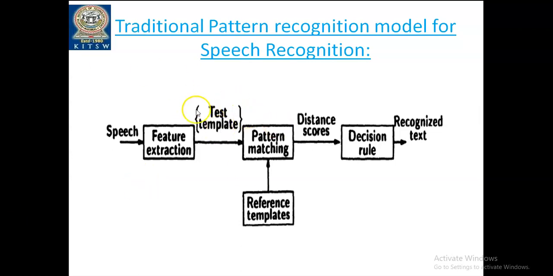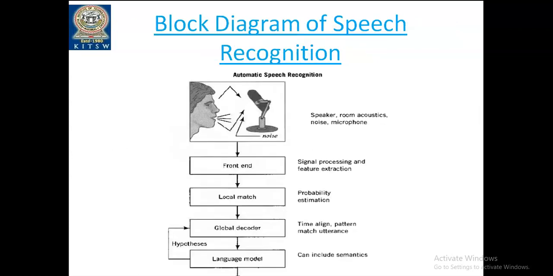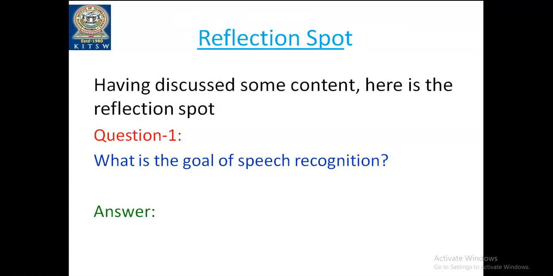And this is a test template. These feature vectors are compared with the reference template which is already there in the machine. This is pattern matching. If the test template matches the reference template of the ASR, then we take the decision rule that it is the correct word, and the recognized text becomes available. So this is a block diagram, a flow. We know how we need to record the speech signal, and then it can be analyzed.